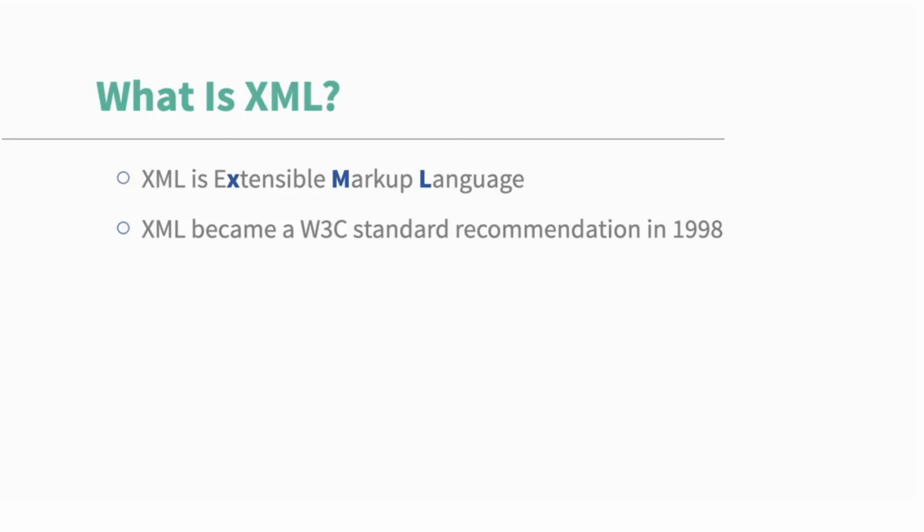XML became a W3C standard way back in 1998. And the W3C, of course, is the World Wide Web Consortium, which is one of the standards bodies that proposes and standardizes various ways of working with internet-related technologies. So XML has been around for a while, and it's been in pretty wide use across many different industries.